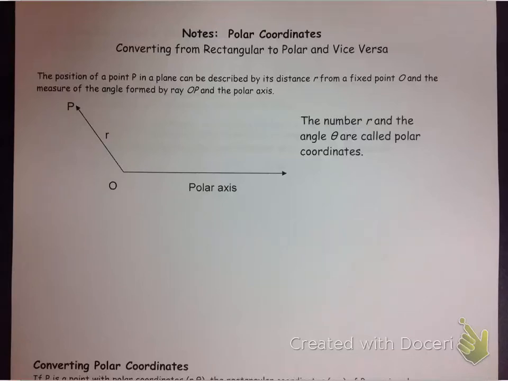Okay, I apologize that my voice sounds so raspy, but I do want to go ahead and get you guys started on the polar coordinates notes. And we actually have kind of covered a lot of the stuff you're going to see in this unit because we just finished the vectors unit.